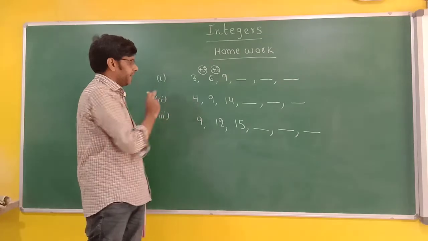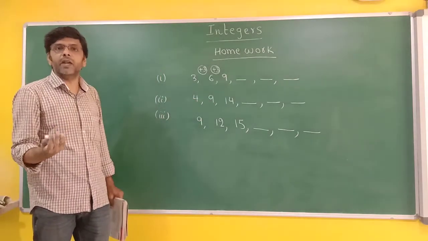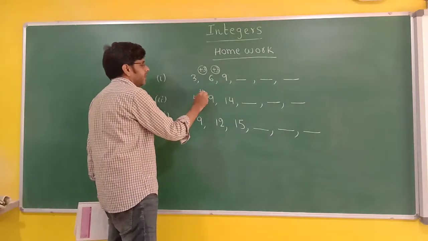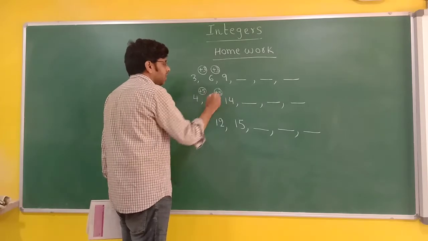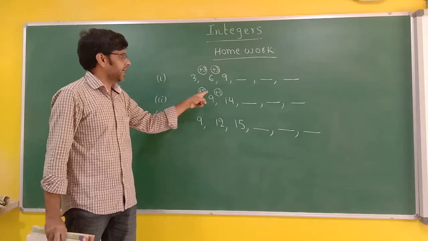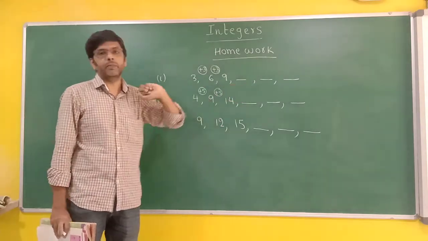Now second pattern. 4, 9. How will 4 become 9? By adding which number? Plus 5. How will 9 become 14? By adding plus 5. So the pattern, the rule is plus 5. 4 plus 5, 9. 9 plus 5, 14. 14 plus 5. Like that you can find the remaining numbers.